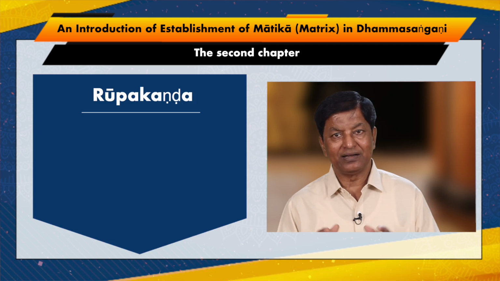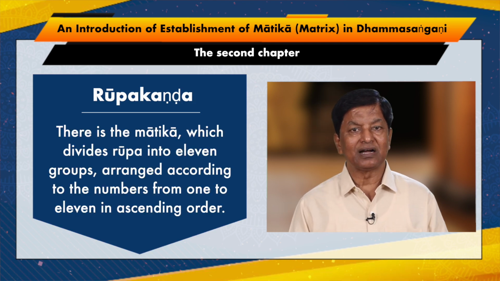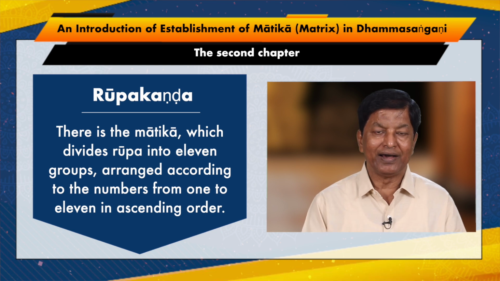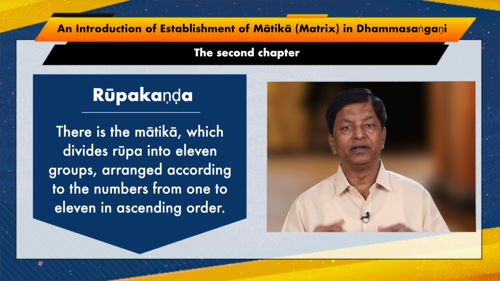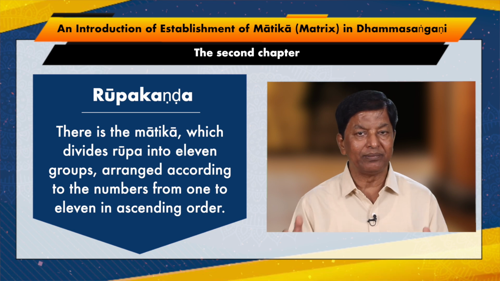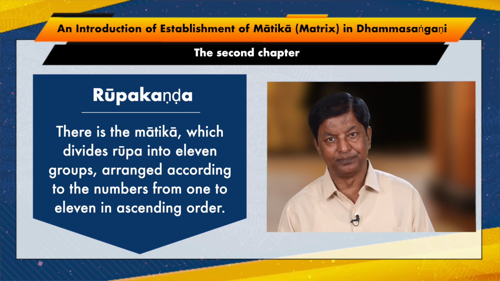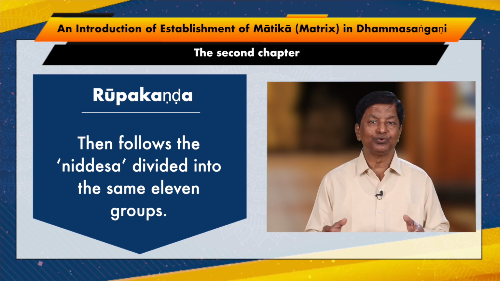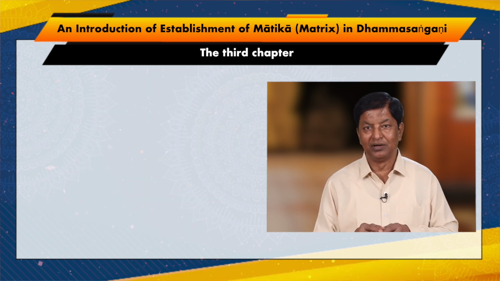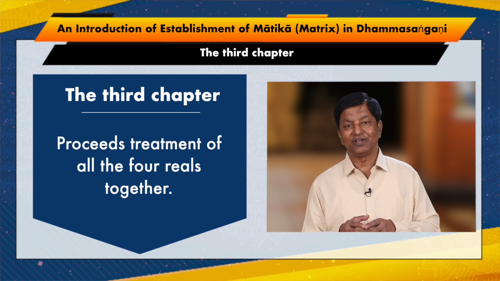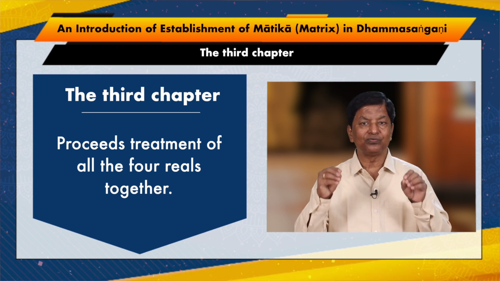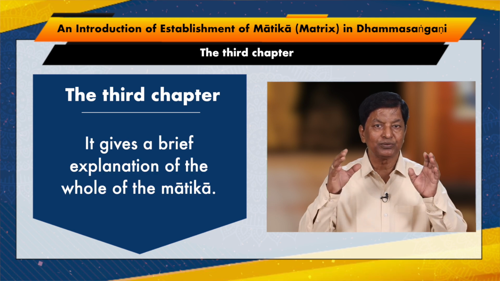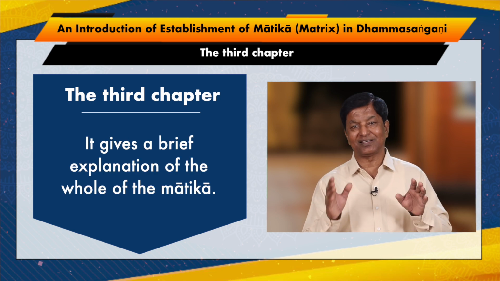At the outset, there is the Mātikā, which divides Roop into 11 groups, arranged according to the numbers from 1 to 11 in ascending order. Then follows the Nirdesh, divided into the same 11 groups. The third chapter proceeds with the treatment of all the four reals together. It gives a brief explanation of the whole of the Mātikā.